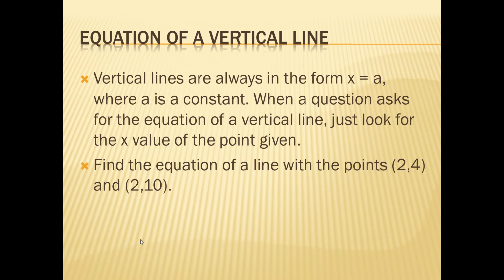So finding the equation of a vertical line. Vertical lines are always in the form x equals a, where a is a constant. When a question asks for the equation of a vertical line, just look for the x value of the point given. So find the equation of a line with the points 2, 4 and 2, 10. So we know that a vertical line always has the same x value and a variety of different y values. Since they're always in the form x equals a, we know that these 2 points both share the x value 2. So we know that the equation of the line is just x equals 2. And that's very easy to do.